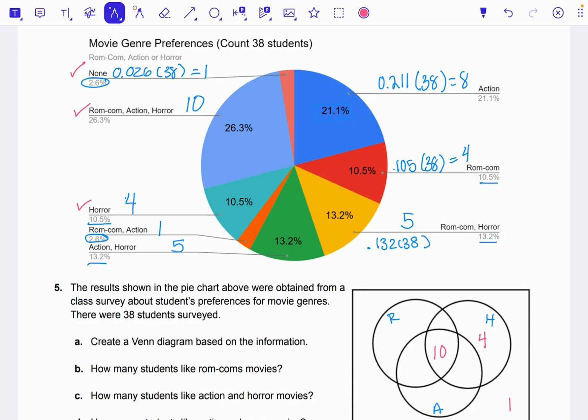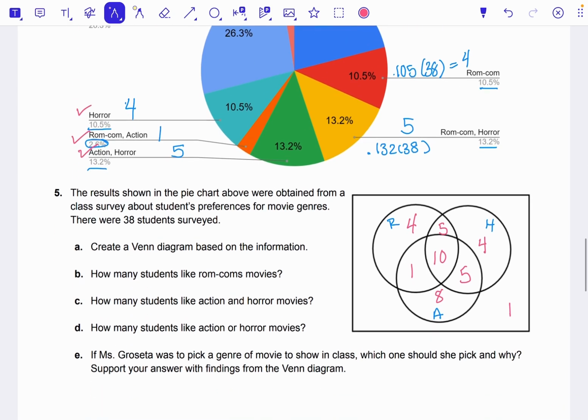Rom-com and action, but didn't pick horror, was the 1. Action and horror would get a 5 over here. Action by itself was 8. Rom-com by itself was also 4. And rom-com and horror, an interesting combo, was 5. So I have my Venn diagram filled in, and then I'm asked to pick out numbers of students.